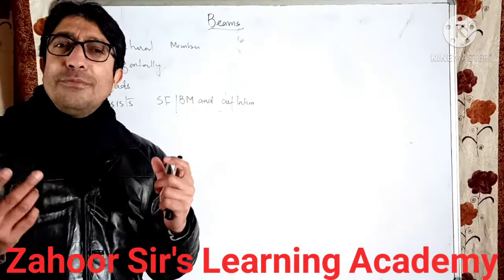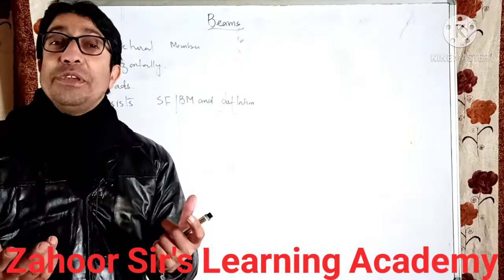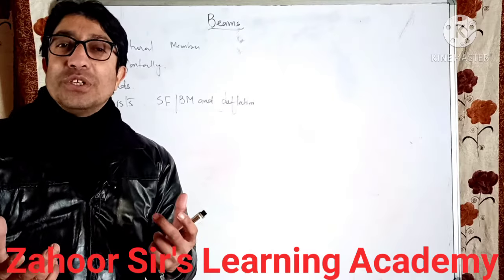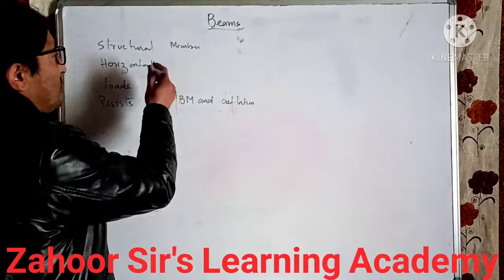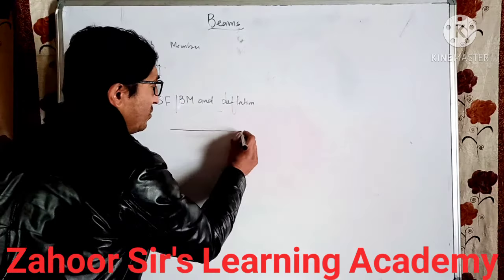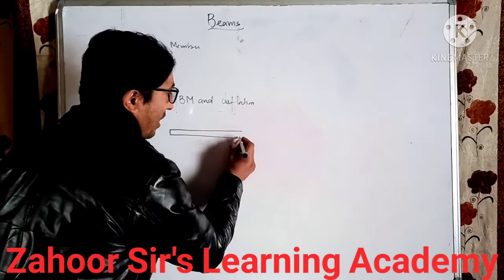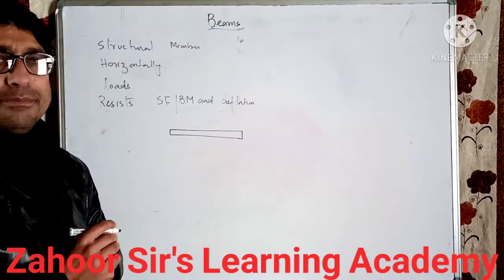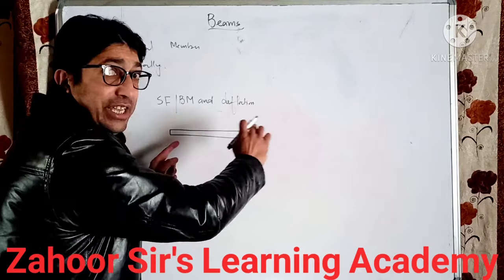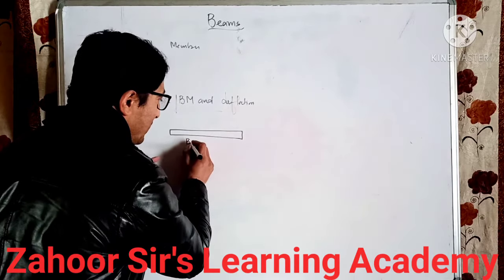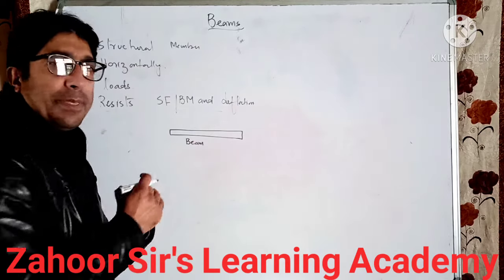Now understand more about beams. What does a beam mean and how do we use it? If you see a beam, as I said, it is placed horizontally. So assume a horizontal member is a beam.